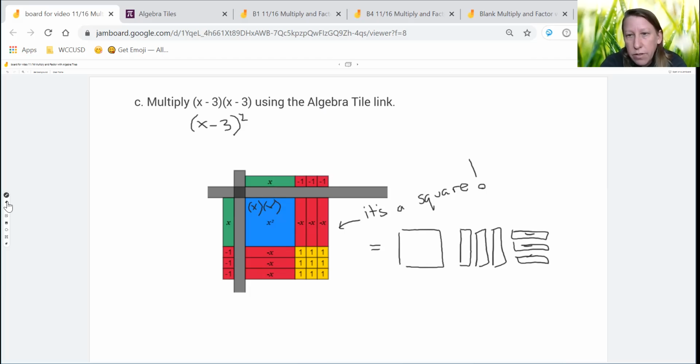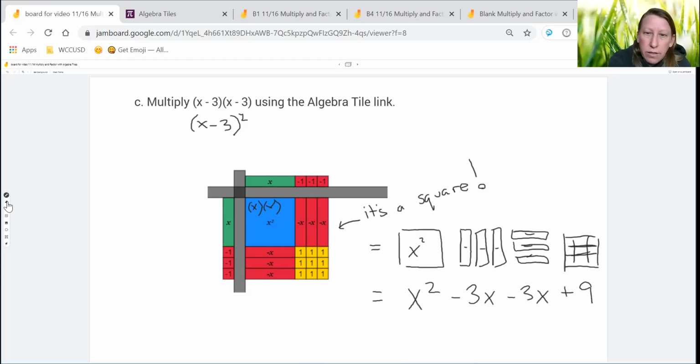Sometimes I just put a negative in these, and then I know that they're the opposite. And then I had a beautiful little square made of 9 squares. Okay, so I had 9 yellow ones in the corner. So this is my x squared, and this is just 9 little guys. So what's the answer? The answer is x squared. We have minus 3x, we have another minus 3x, and we had a 9 for the constant. Okay, the final answer here is that we had x squared, we have 6 x's, and they're red, so they're negative, and we have 9 for our constant. That's the answer.